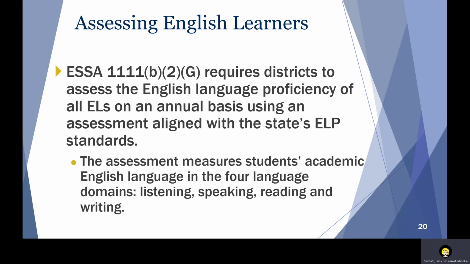Assessing English learners. ESSA section 1111(b)(2)(G) requires districts to assess the English language proficiency of all ELs on an annual basis using an assessment aligned with the state's ELP standards. The assessment measures students' academic English language in the 4 language domains: listening, speaking, reading, and writing.